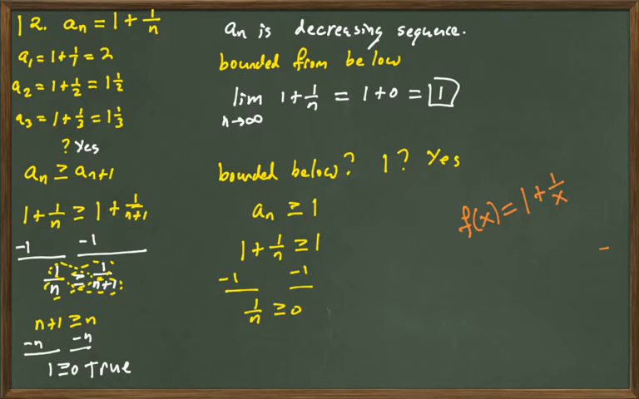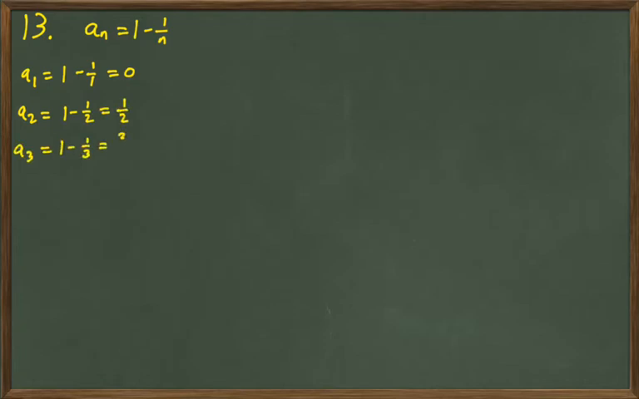All right, so let's look at that number 13. So number 13, we have a sub n is equal to 1 minus 1 over n, and we're going to see what's happening. So a sub 1 is 1 minus 1 over 1, which is 0. A sub 2 is 1 minus 1 half, which is 1 half. A sub 3 is 1 minus 1 third, which is 2 thirds. So it appears that maybe it's increasing. So is a sub n less than or equal to a sub n plus 1? We're going to find out.